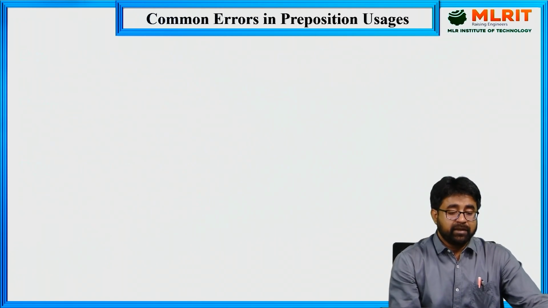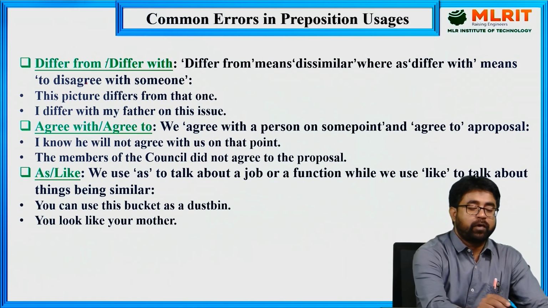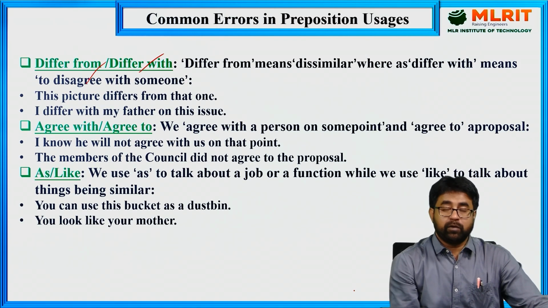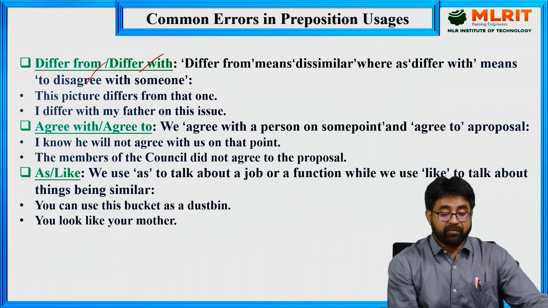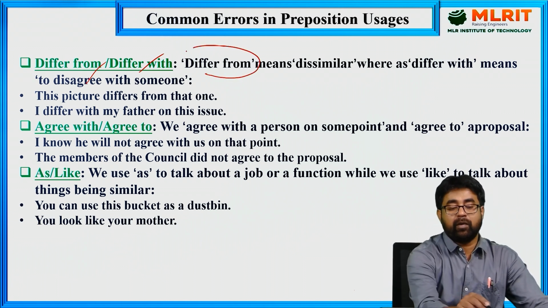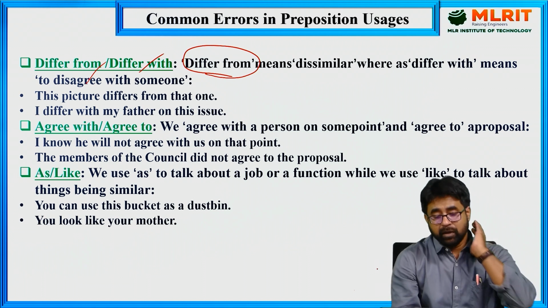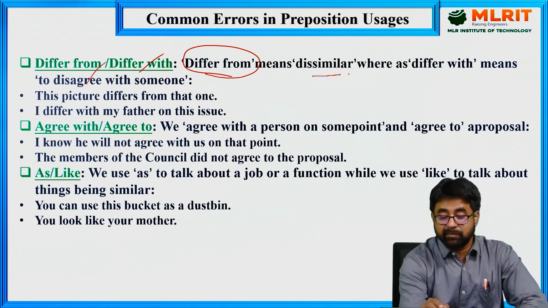Now next, see a few more. Differ from and differ with. This is another commonly confused pair of prepositions. Differ from and differ with. So you can see differ from. When do we use differ from? When we talk about dissimilar.